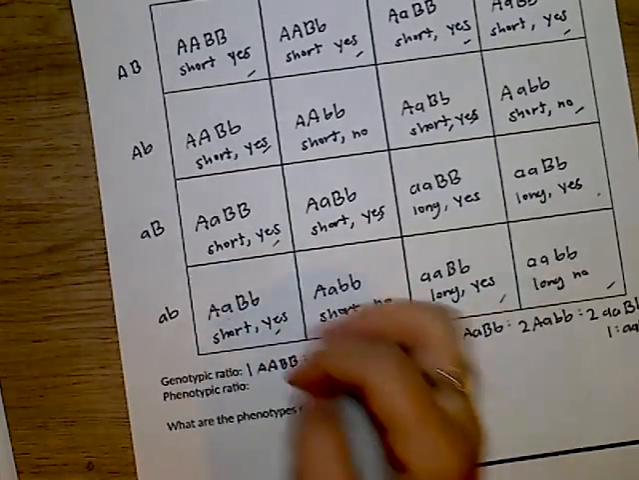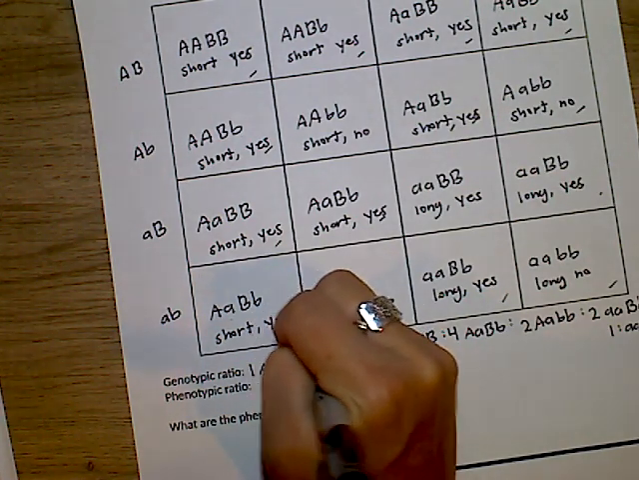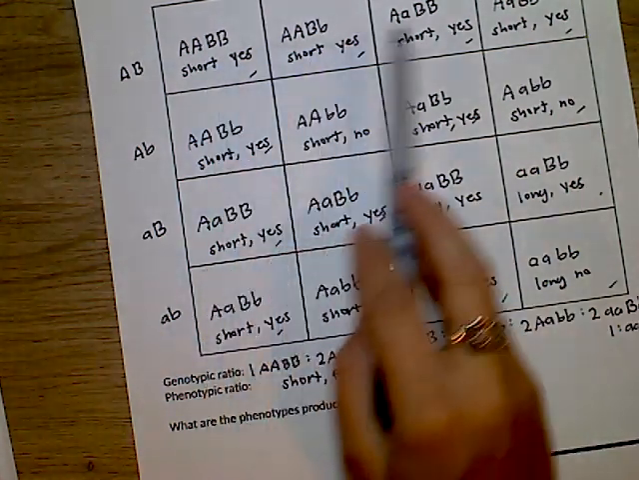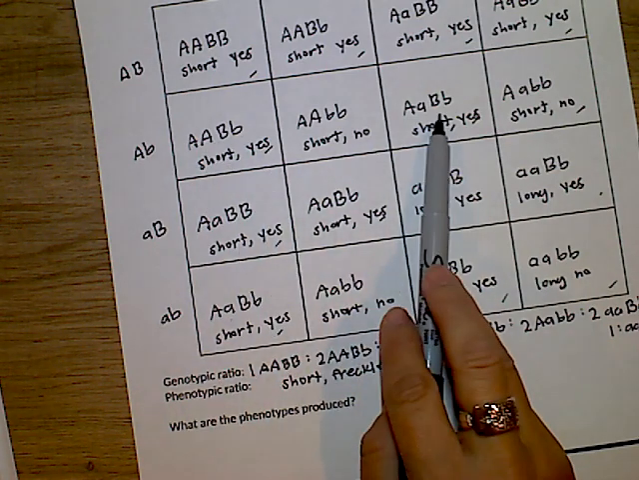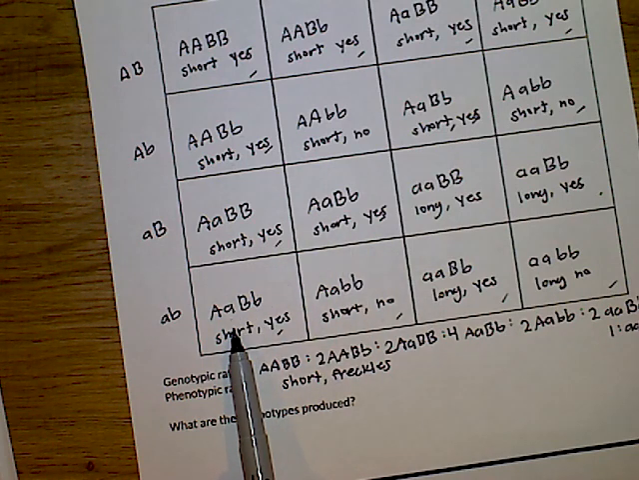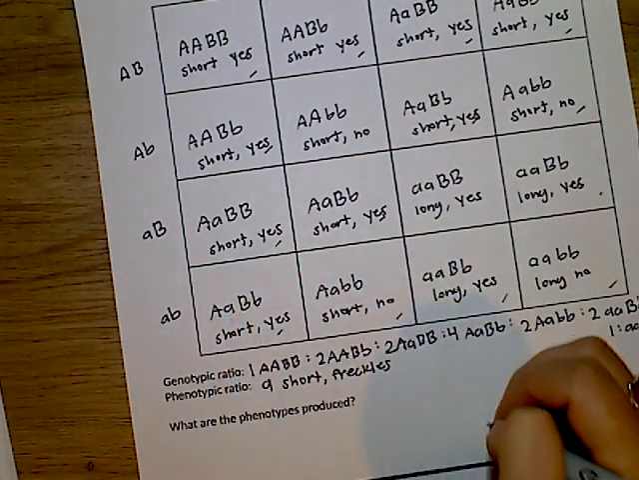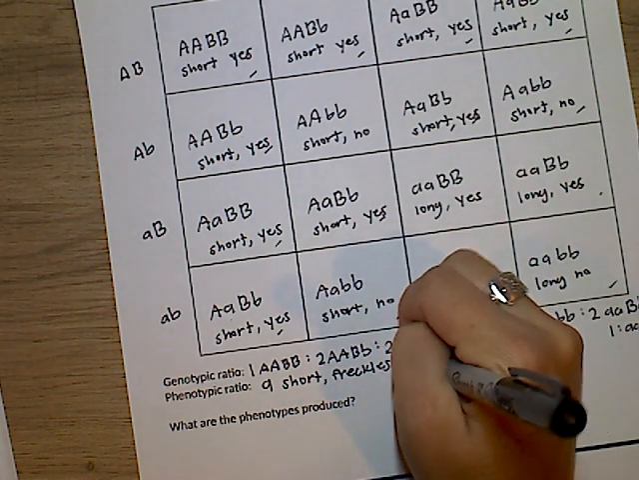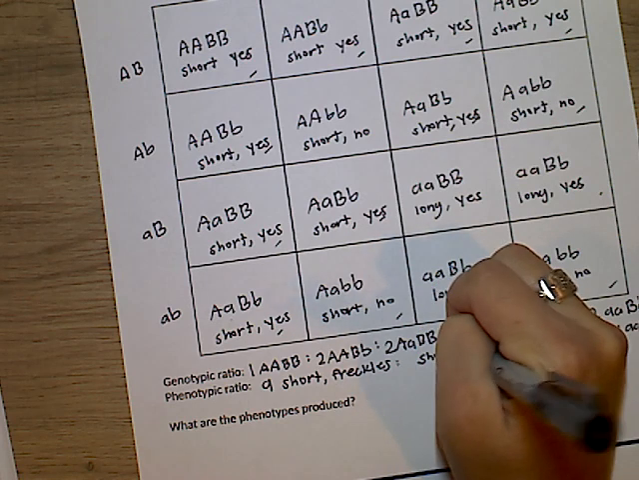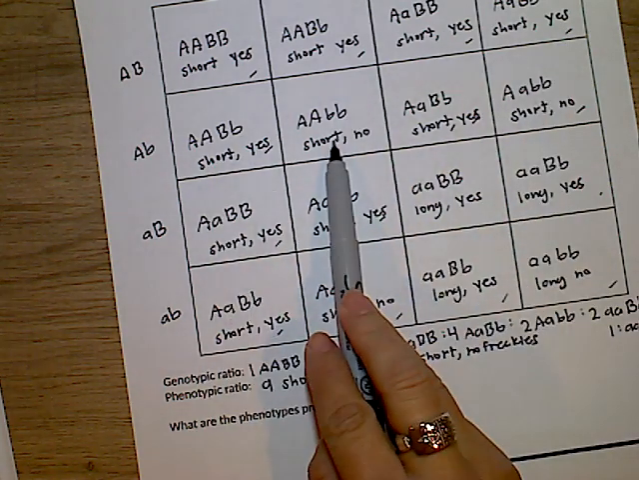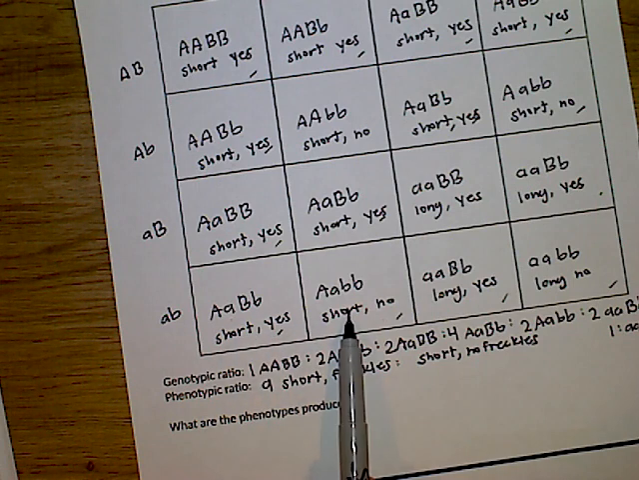So the phenotypic ratio, one possibility is short fingers with freckles. So let's count those. 1, 2, 3, 4, 5, 6, 7, 8, 9. 9 there. And then we can have short fingers with no freckles. So if we count those, we've got 1, 2, 3. That's 3.